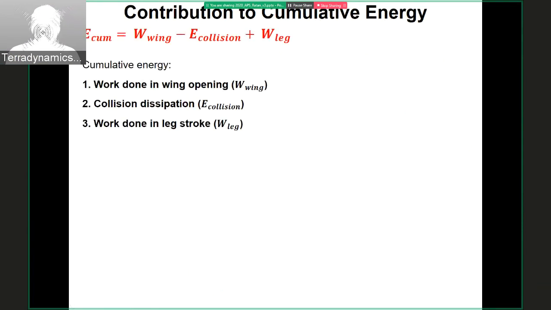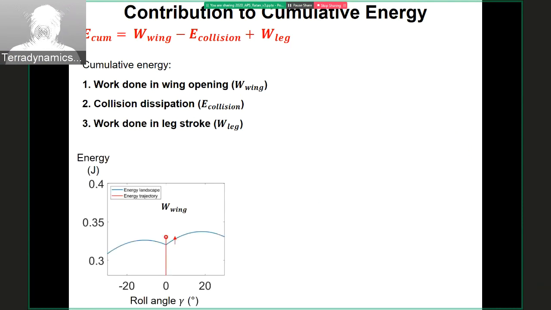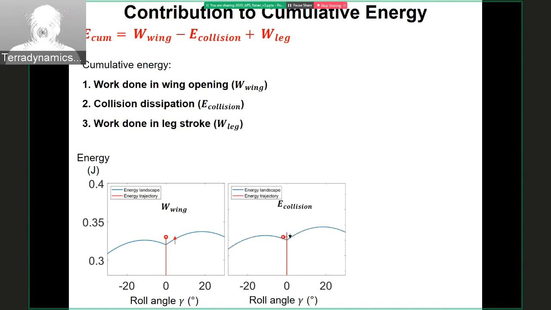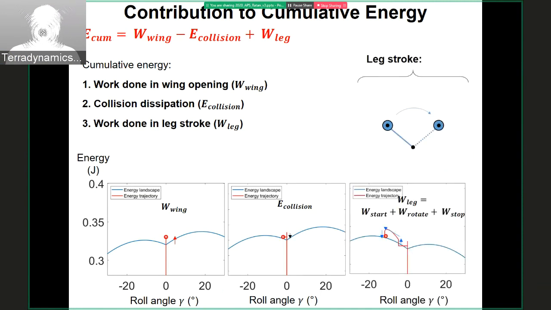We use our template model to break down the cumulative energy into 3 contributions. First is the work done in the wing opening. After the wing is fully open, because of inertia, the robot still has velocity, so we measure this kinetic energy as the wing's contribution. Second is the energy dissipation when the wing tip collides with the ground. Third is the work done during the leg stroke. And the leg stroke consists of 3 parts: start, leg rotation, and leg stop.